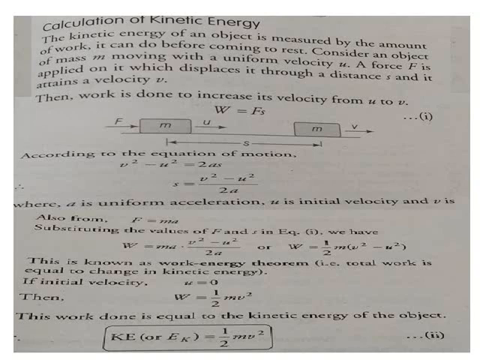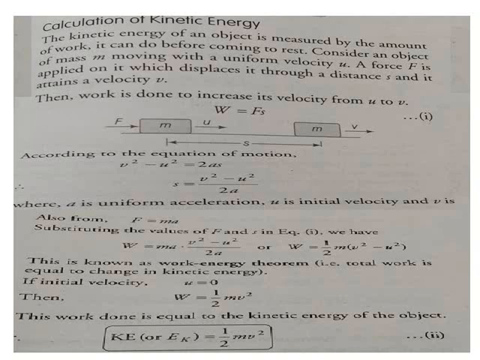Also we know that F is equal to ma, where F is force, m is the mass, a is the acceleration. Substituting the value of F and s in equation 1. So in equation 1, W is equal to Fs. Let us substitute the value of F and s in that one. Therefore, W is equal to F, which is ma, times s, which is v square minus u square divided by 2a.